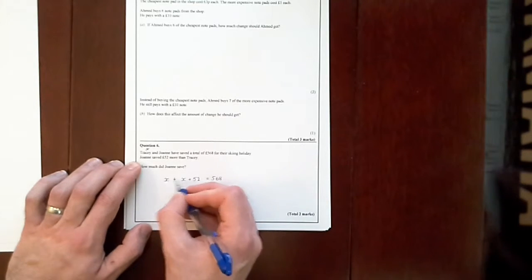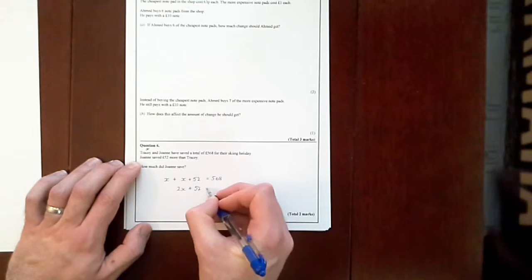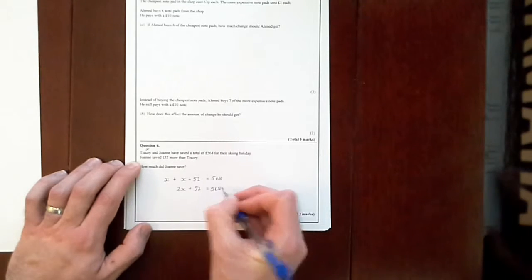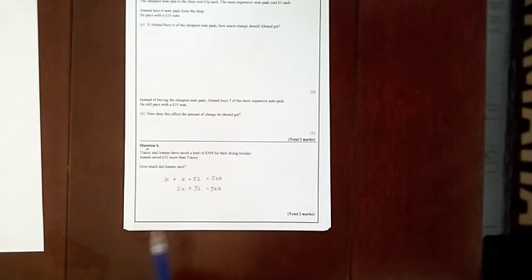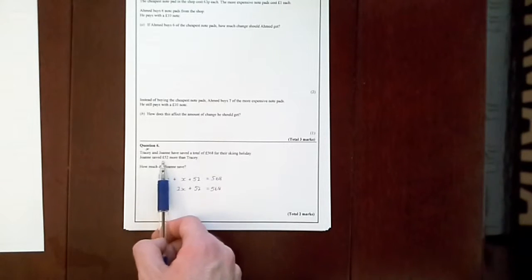Now you could simplify that because X plus X is 2X, add the 52, equals 568. Now you've got an equation that you can solve to find out what X would be. Don't forget then to add on the final £52 to get Joanne's total.